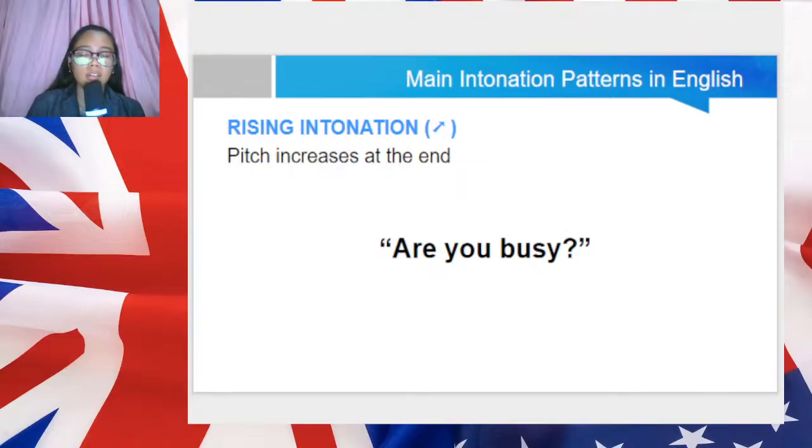That's on rising intonation. We can say the pitch increases at the end. Again, pitch increases at the end. So this upward movement in speech, I was able to really understand at the time. It's just simple. Now the rising intonation here is "Are you busy?"